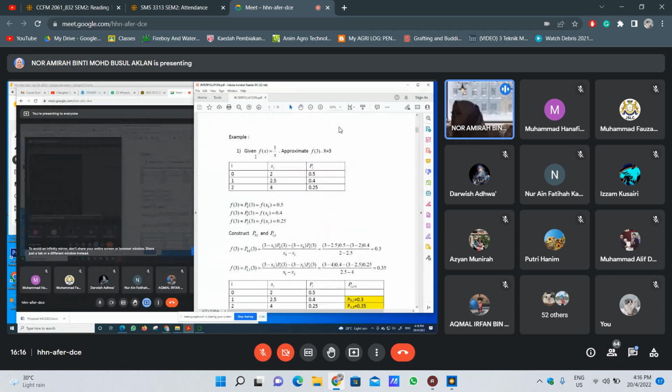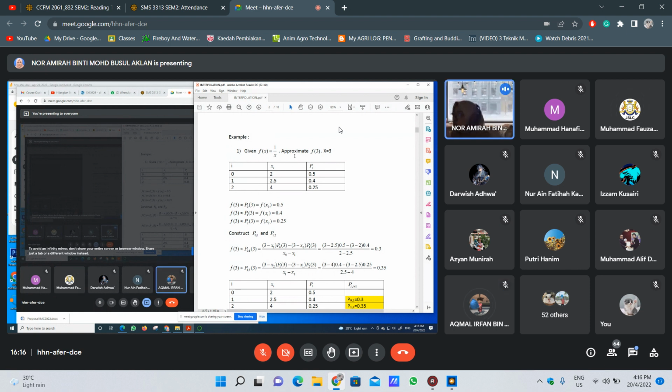Okay. So this is an example. Given f(x) equals to 1 over x, approximate f(3), which is when x equals to 3. So kalau f(x) 1 over x, kalau f(3), 1 over 3. Kalau 1 over 3 berapa? Cuba tekan calculator. 1 over 3 berapa?